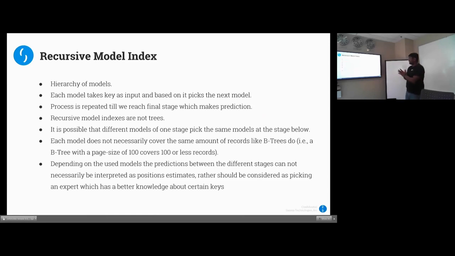Again, recursive models are not trees. It is possible for different models to pick the same model underneath. You may learn it better that way. Each model does not necessarily cover the same amount of records.